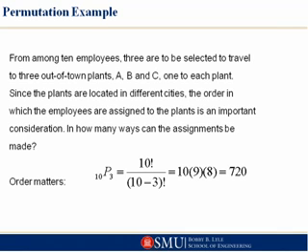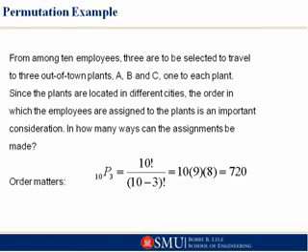From among 10 employees, 3 are to be selected to travel to 3 out-of-town plants, A, B, and C, 1 to each plant. Since the plants are located in different cities, the order in which employees are assigned to the plants is an important consideration. How many ways can the assignments be made?